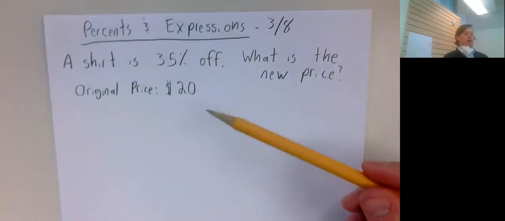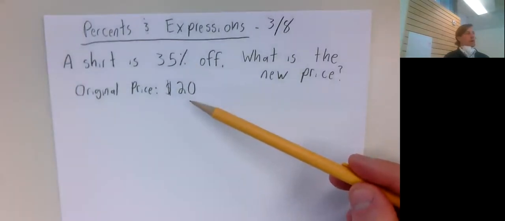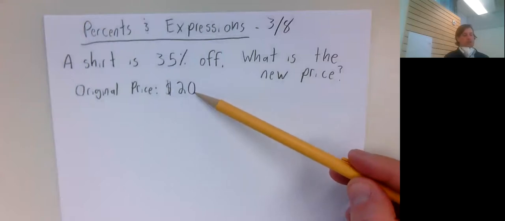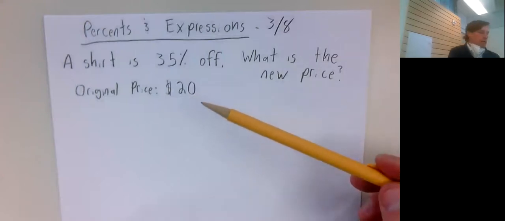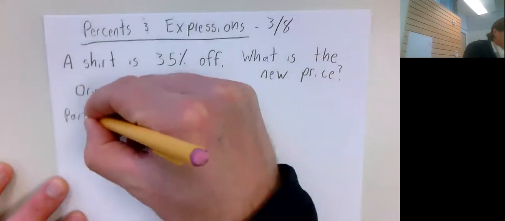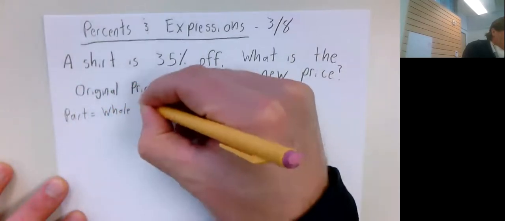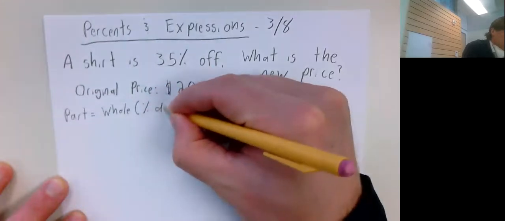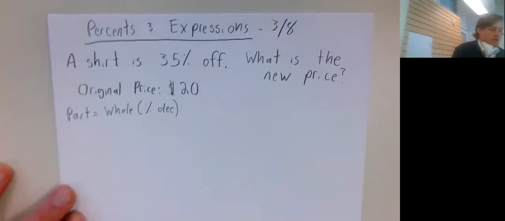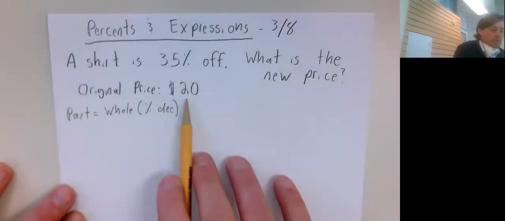So we're trying to figure out what is 35% of 20. That's going to be the markdown price. And then we're going to subtract that from 20. Let me show you what I mean. So we're going to go back to our equation. Part equals whole times percent as a decimal. We're trying to figure out what is 35% of 20.